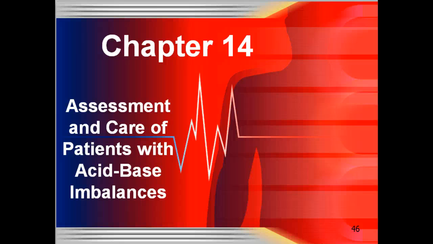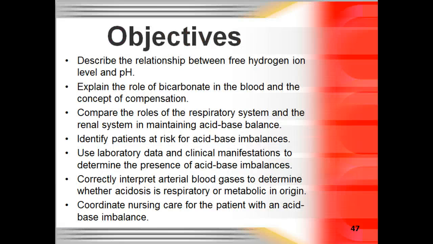Next, chapter 14, assessment and care of patients with acid base imbalances. Your objectives are: describe the relationship between free hydrogen ion level and pH, explain the role of bicarbonate in the blood, compare the roles of the respiratory system and the renal system in maintaining fluid and electrolyte acid base balance, identify patients at risk for acid base imbalances, use laboratory data and clinical manifestations to determine the presence of acid base imbalances, correctly interpret arterial blood gases to determine whether acidosis is respiratory or metabolic in origin, and coordinate nursing care for the patient with the acid base imbalance.